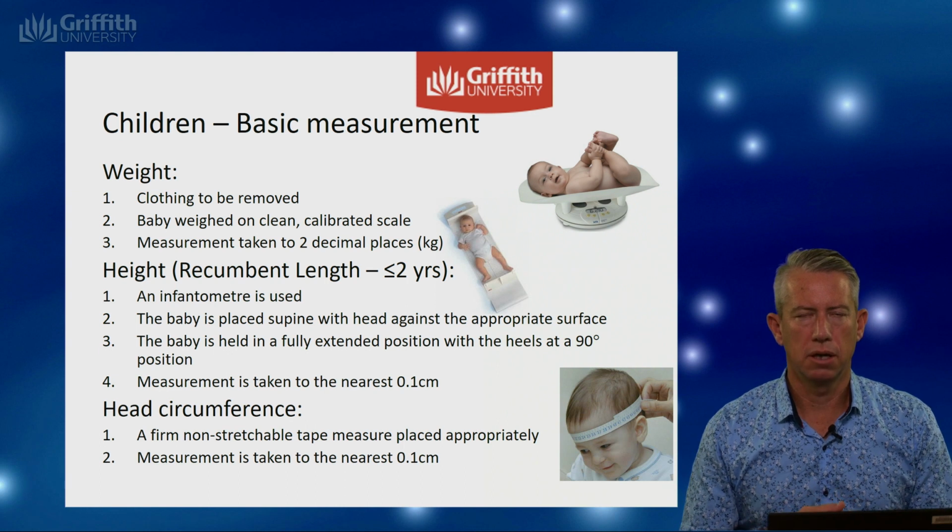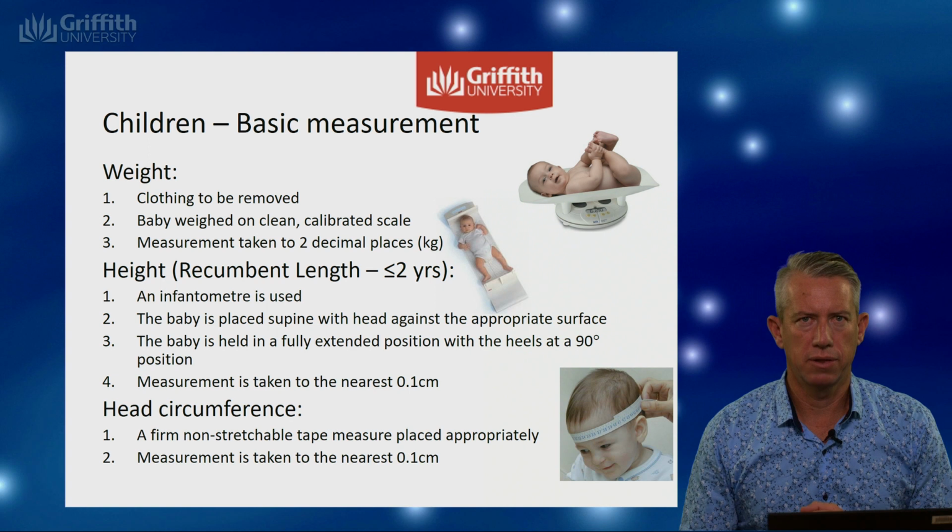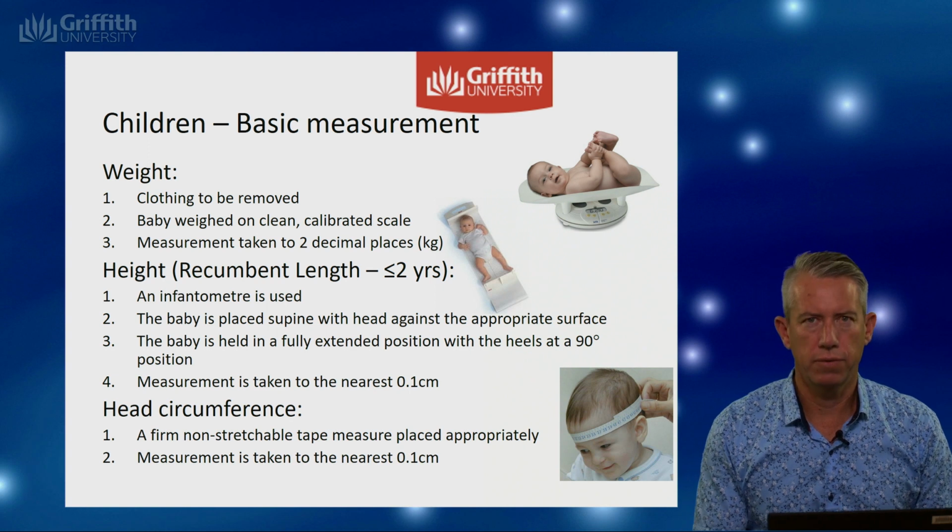There are some descriptions and some images here: babies being weighed without clothing on calibrated scales, and to what extent the precision is recorded; recumbent length, the baby being placed on a recumbent stadiometer; and then head circumference from a non-stretchable tape being placed around the broadest part of the head.